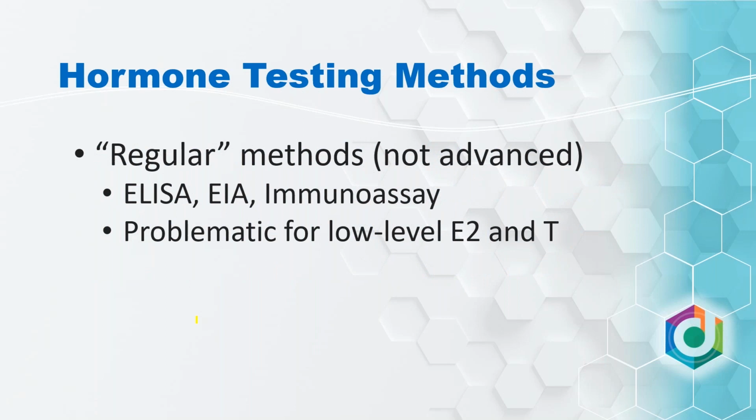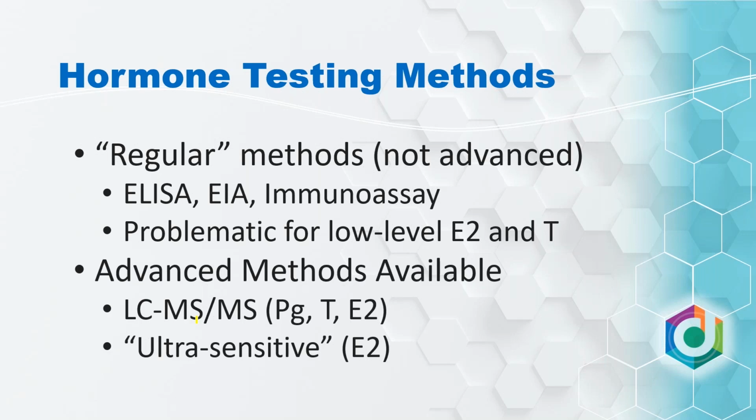So not advanced methods. These would be just your typical, the hospital I work at has its own laboratory and they do what sort of testing? Usually it's an ELISA, or it can also be called an EIA or an immunoassay. They work fine. But when you get down to low levels of estradiol and testosterone, they can be problematic, which is where you want to be careful and choose generally a more advanced method. Today, most people are going with LC-MS-MS methods for that, but you can also use an older version of the more advanced method, which would be an ultra sensitive.